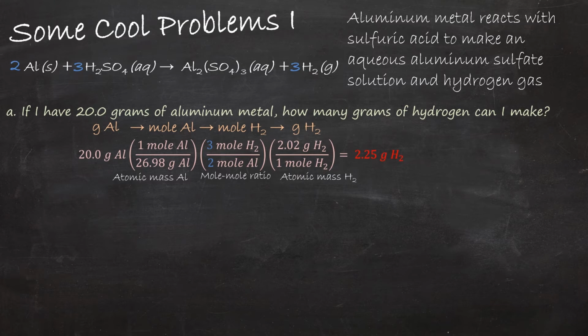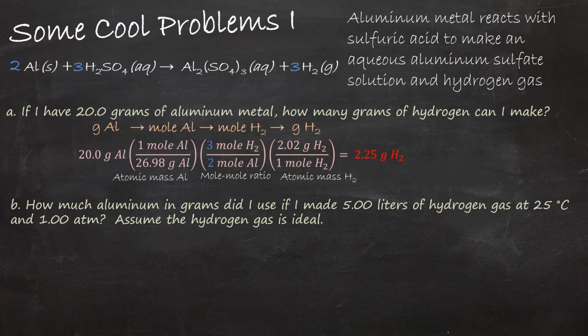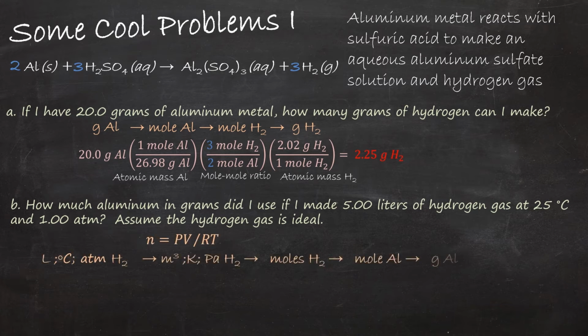of aluminum. Now let's do a problem where we work with an ideal gas. How much aluminum in grams did I use if I made 5.00 liters of hydrogen gas at 25 degrees C and 1 atmosphere? Now we're going to assume the hydrogen gas is ideal. Now notice our solution map.